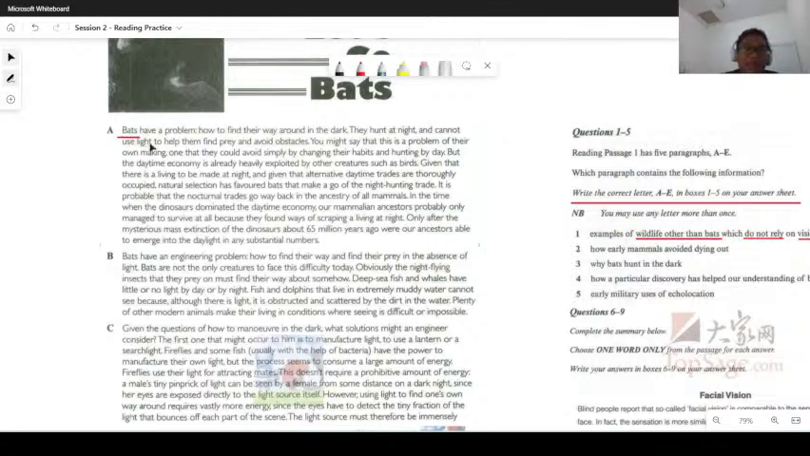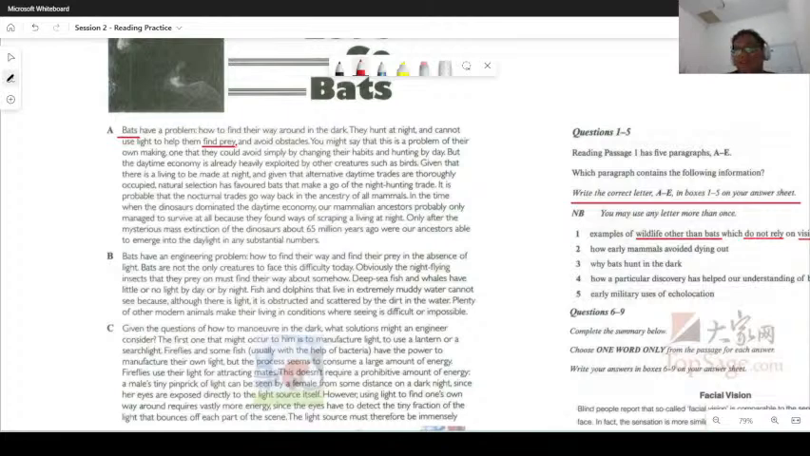So bats have a problem. So we find an animal. It's bats, but we're looking for other than bats. How to find their way around in the dark. They hunt at night and cannot use light to help them find their prey and avoid obstacles. Okay, so they use light to help find prey. This is kind of similar to navigate, but this is not navigate to find the way. This is to find prey. So be careful.